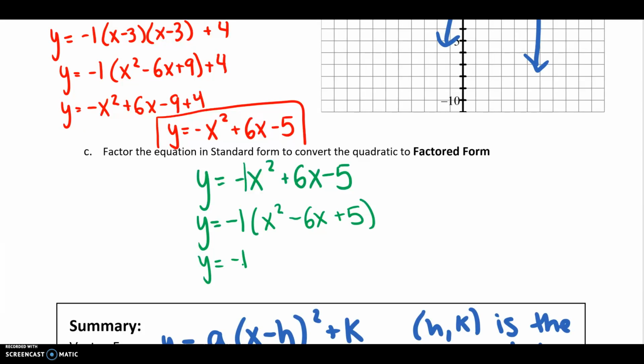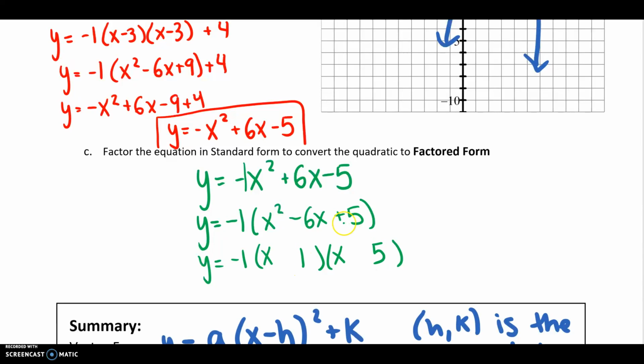So the best method here would probably be guess and check or the AC method. I recommend guessing and checking. So I'm going to set up my parentheses. Whatever's in the first blank has to multiply to be x squared, which has to be x and x. The last blank would multiply to be positive 5, and there aren't very many factors of 5, so it's going to have to be 5 and 1.